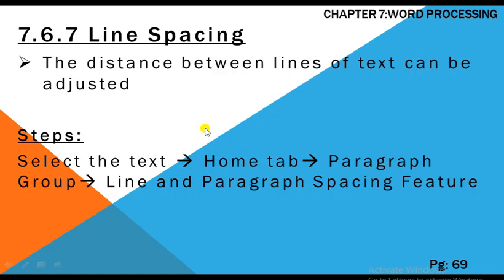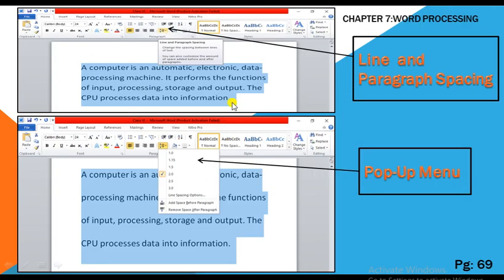Okay, then is line spacing. The distance between lines of text can be adjusted. How? You will select the text, you will go to Home tab, Paragraph Group, Line and Spacing Feature. Here it is. You will select the paragraph. This is line and spacing feature. Okay, you will click it, a pop-up menu will appear. These are different options. Now here the line spacing is 1.15. You can see the space between lines is very less, and when you make it 2, the space increases. Okay, the space between the lines has increased. In this way you can adjust the lines and the spacing between the lines.